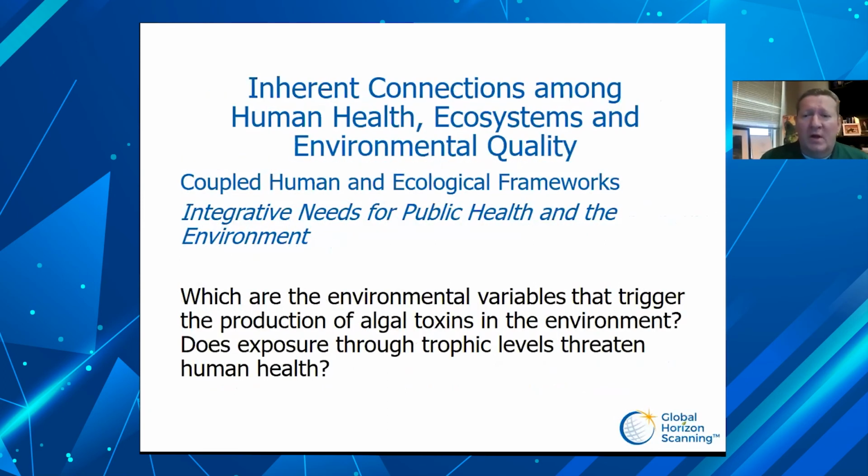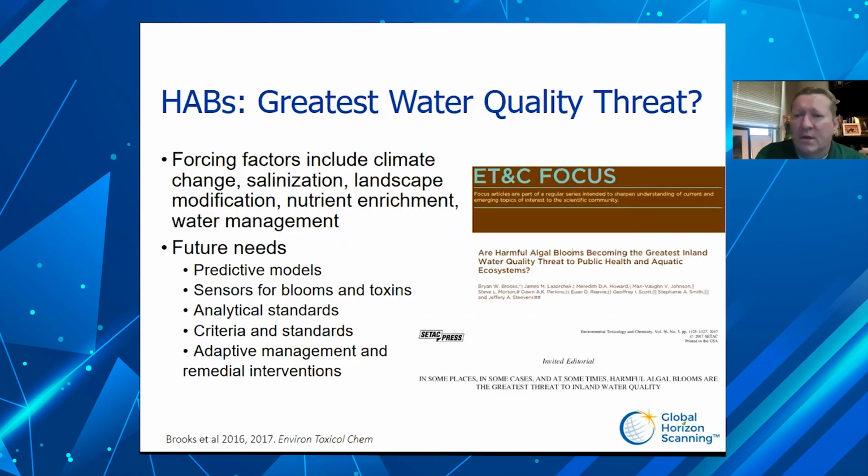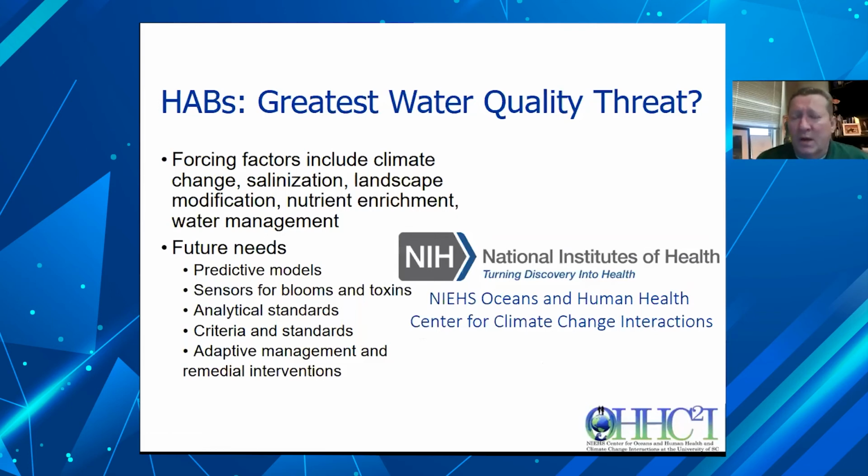I mentioned harmful algal blooms. It's also a topic that illustrates these connections among human health and ecosystems and environmental quality, and also a common theme in the Global Horizon Scanning Project. Harmful algal toxins present emerging threats in some regions, and sometimes they actually present the greatest threat to public health and ecosystems in terms of water quality. There's a lot of needs here. This is actually an area in which we work as well, and think about the intersections of harmful algal blooms with public health and the environment as a function of climate change and modification of landscapes. Tremendous challenge, but tremendously important, at least in some places.